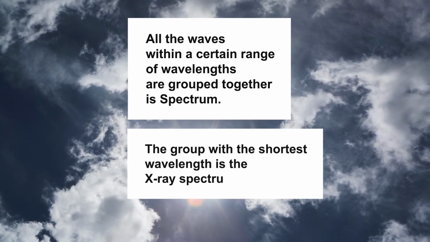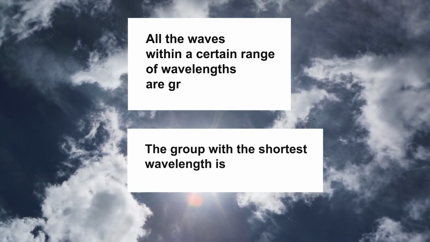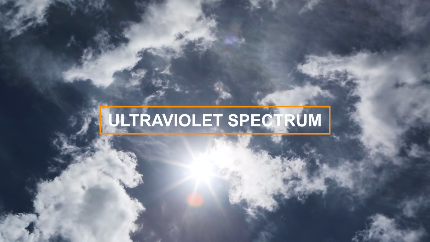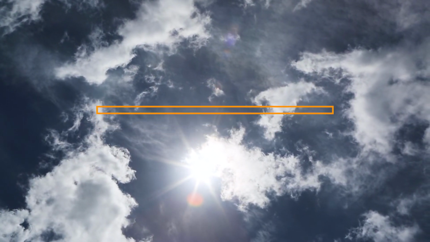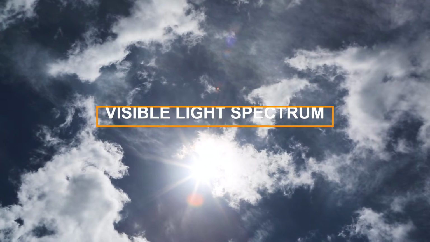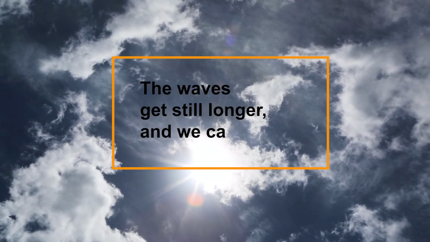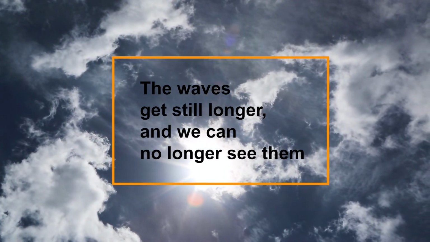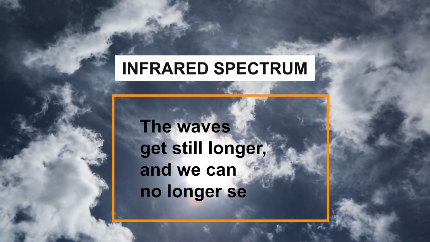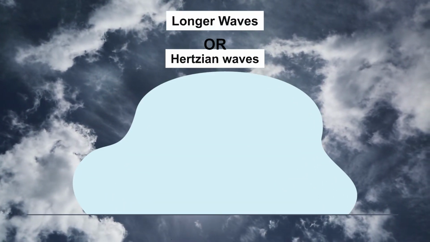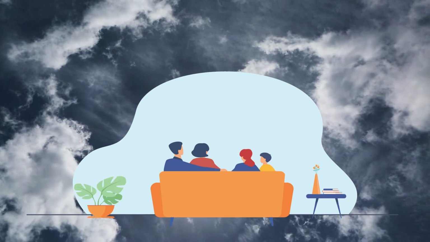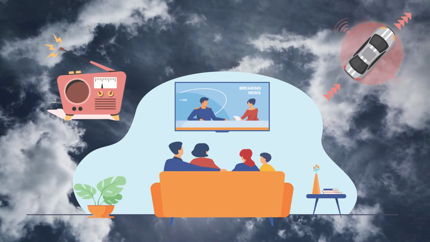The group with the shortest wavelength is the X-ray spectrum. Next comes the ultraviolet spectrum. Then comes the visible light spectrum. We can see these waves. The waves get still longer, and we can no longer see them. This is the infrared spectrum. Even longer waves, Hertzian waves, are used for radio, television, and radar.